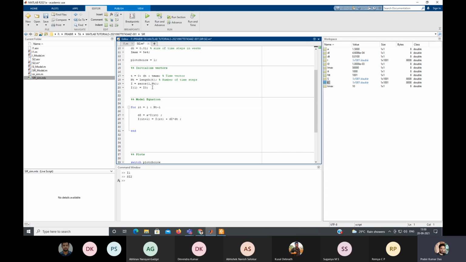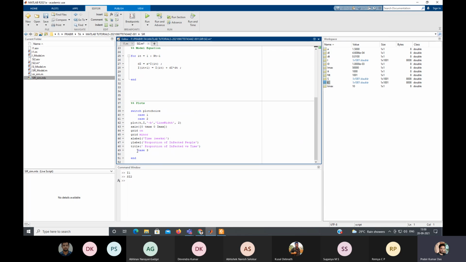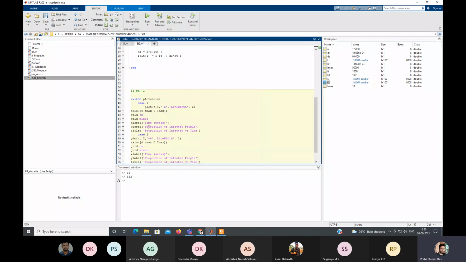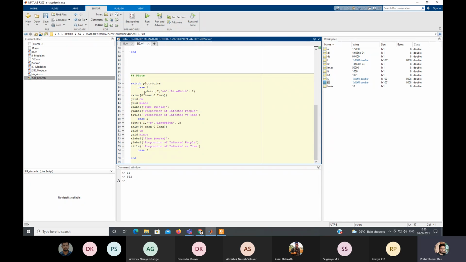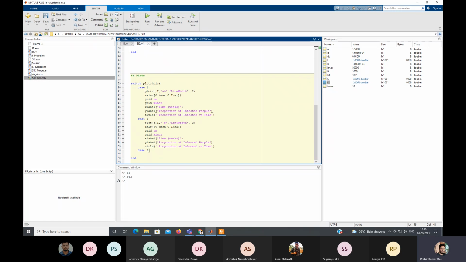This is set parameter, this is vectors, this is model equation, this is plot. So we just copy this code and put it under case 1. If you select it and press Ctrl plus I, it will be automatically indented. So you don't need to indent manually.